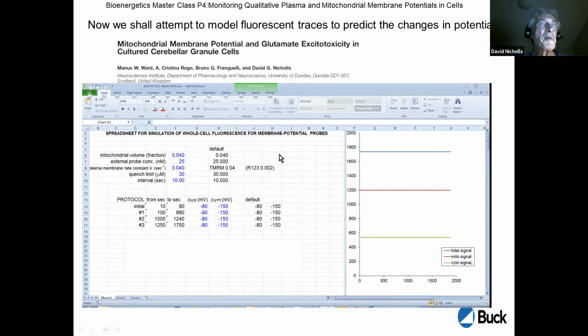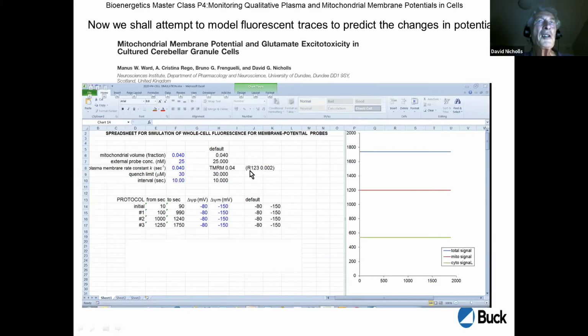And we have a number of variables. We assume that in this particular case, the mitochondrial volume is 4% of the total cell volume. So the mitochondrial matrix occupies 4% of the cell, and the cytosol occupies the other 96%. Now, that is tunable, but we're going to keep it at that value for this particular problem solving. The probe concentration we're going to vary. So we're going to start off with a default of 25 nanomolar. And we're going to use two probes. We're going to use TMRM, and we're going to use rhodamine 123.